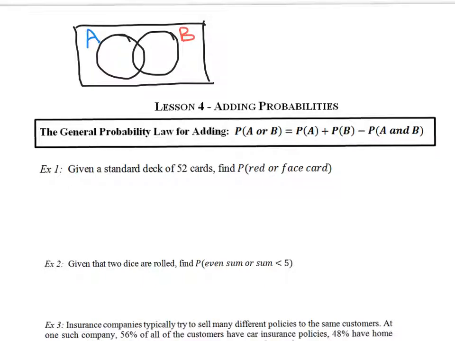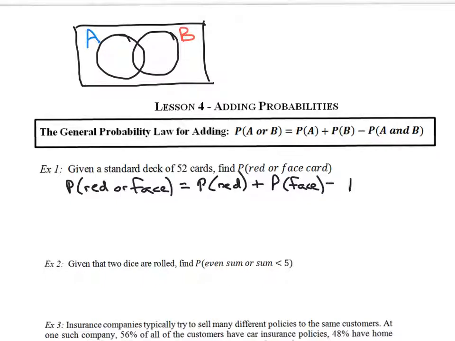Let's take a look at number 1. If we have a standard deck of 52 cards and we want to find the probability of having a red card or a face card, I'm going to set up the law by saying the probability of red or face is going to be equal to the probability of red plus the probability of a face card minus the probability of having a red card that is a face card.